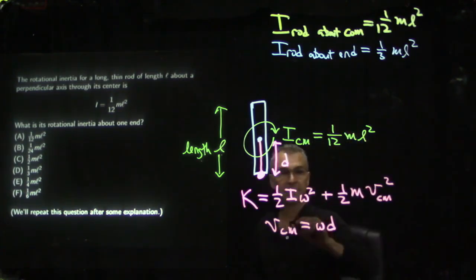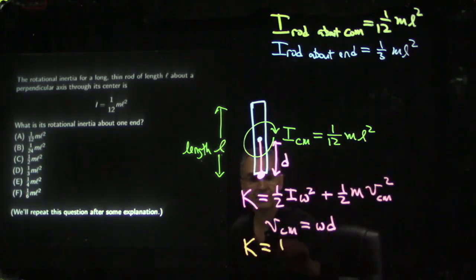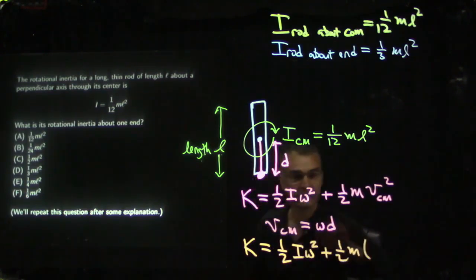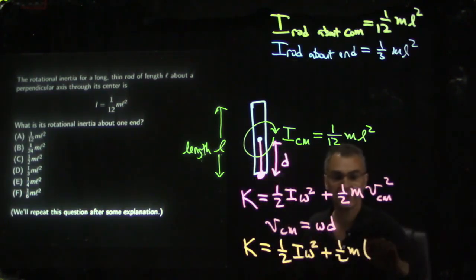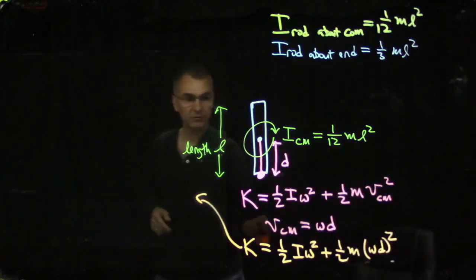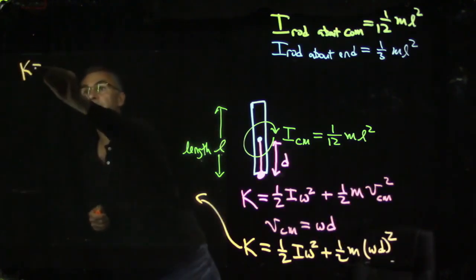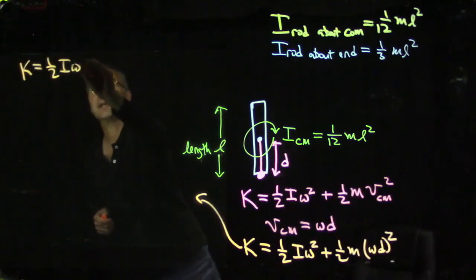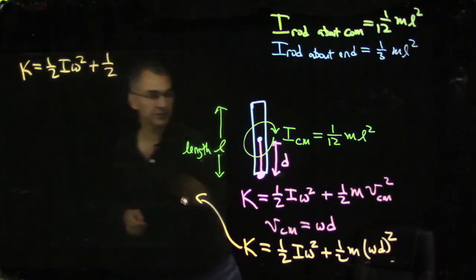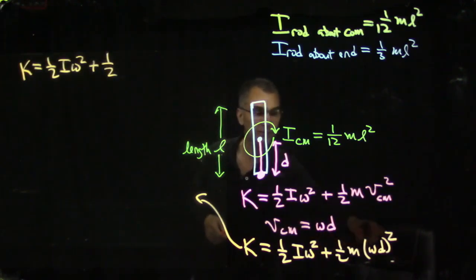So following this through, we get that the kinetic energy is 1/2 I omega squared plus 1/2 m, and then this v CM, the speed of the center of mass, is omega d. So that's omega d squared. Rewriting this same expression up here, we have 1/2 I omega squared plus 1/2 m omega squared d squared. Let's move the omega squared over to the right.